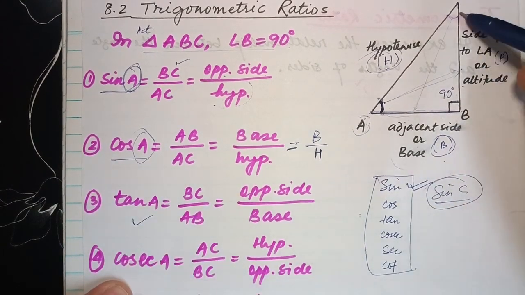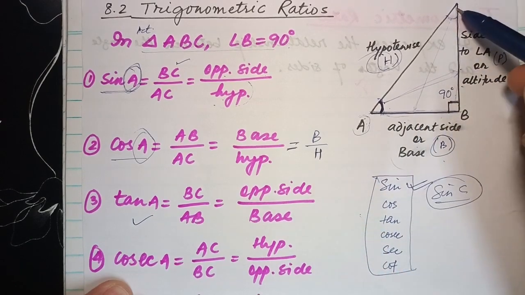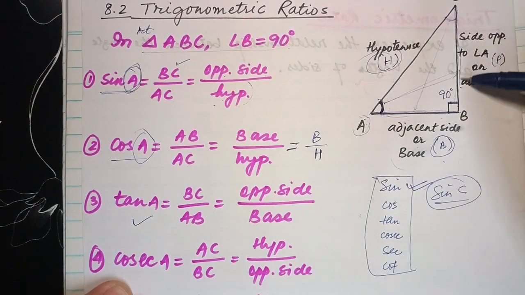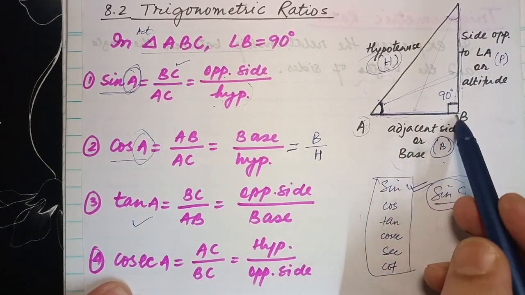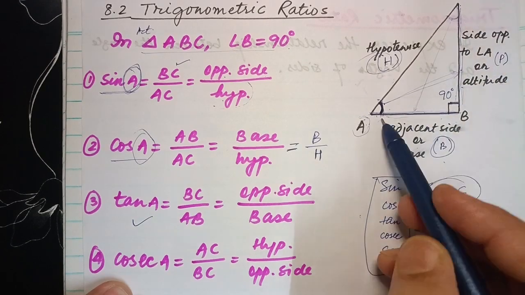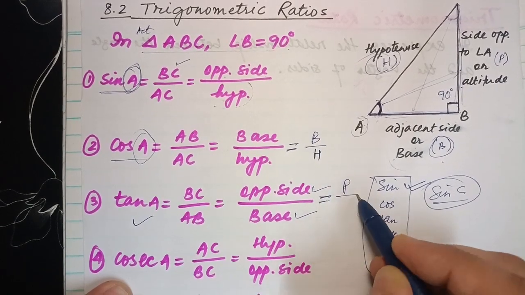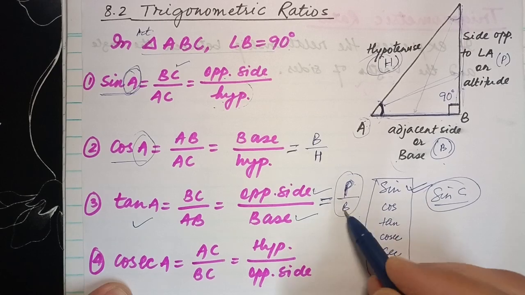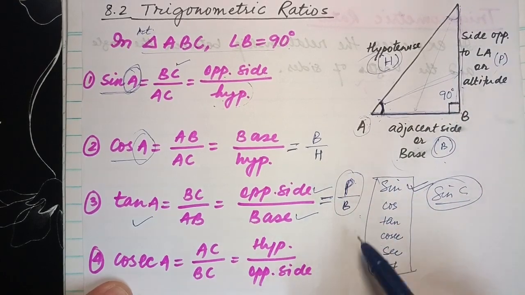Now let us come to tan. Tan means opposite side by adjacent side. As I told you, sine means this side by this side, cos means this side by this side, and tan means this side by this side. This side is your opposite side or altitude, and this side is known as adjacent side or base. So BC is your opposite side and AB is your base. So opposite side by base is your tan. If I write opposite side as P and base as B, this becomes perpendicular by base. We can call it perpendicular because this line is perpendicular to this line. So this becomes P by B.